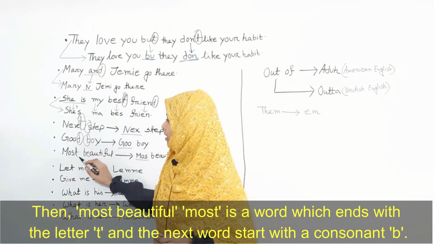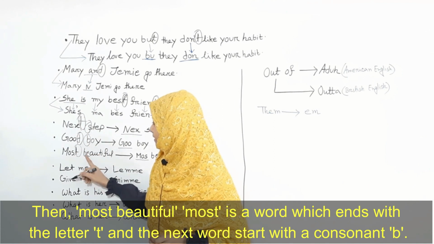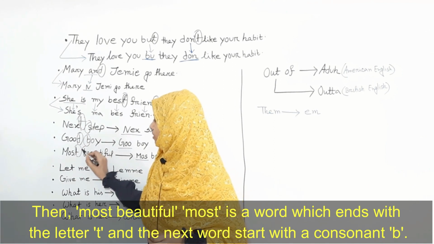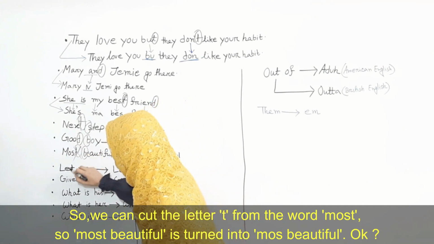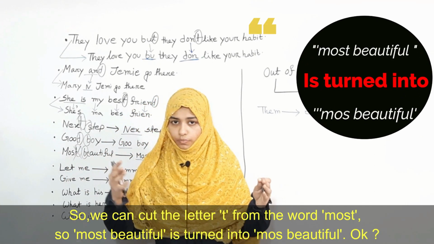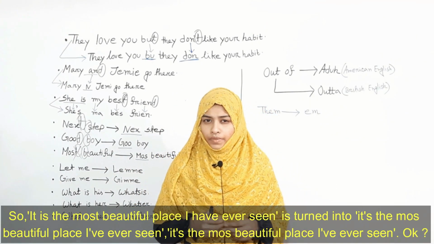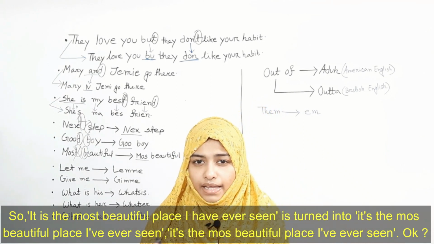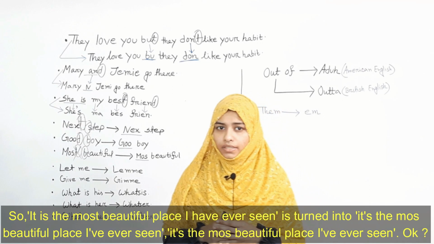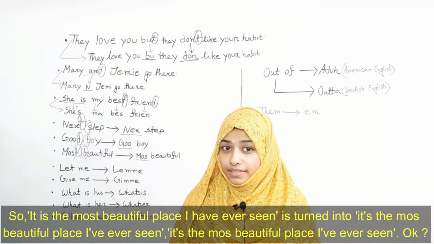Okay, then "most beautiful." "Most" is a word which ends with the letter T and the next word starts with a consonant B. So we can cut the letter T from the word "most." Okay, so "most beautiful" is turned into "mos' beautiful." So, "it is the most beautiful place I have ever seen" is turned into "it's the mos' beautiful place I've ever seen."